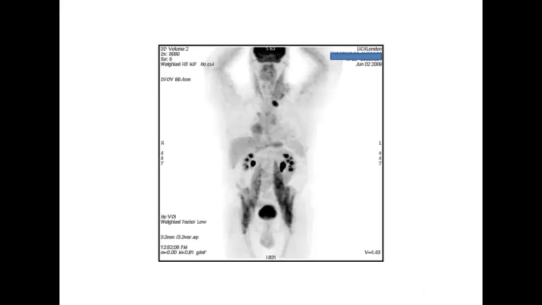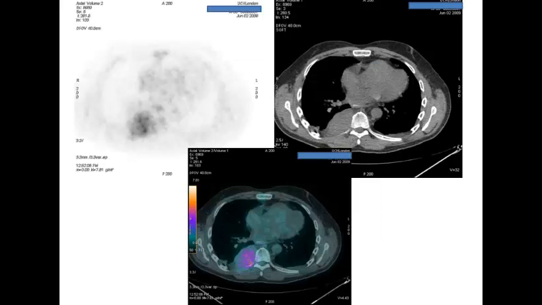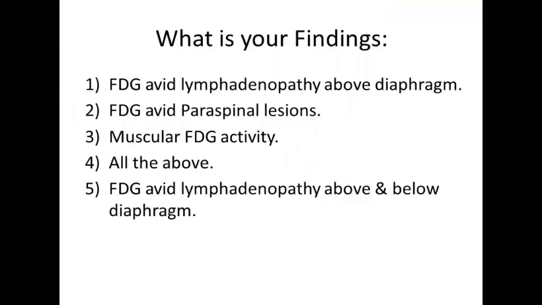Go to the third case. FDG PET scan. I'll give you more images even in this one before the question. So what's your finding? FDG avid lymphadenopathy above diaphragm, FDG avid paraspinal lesions, muscular FDG activity, all of the above, or FDG avid lymphadenopathy above and below diaphragm.